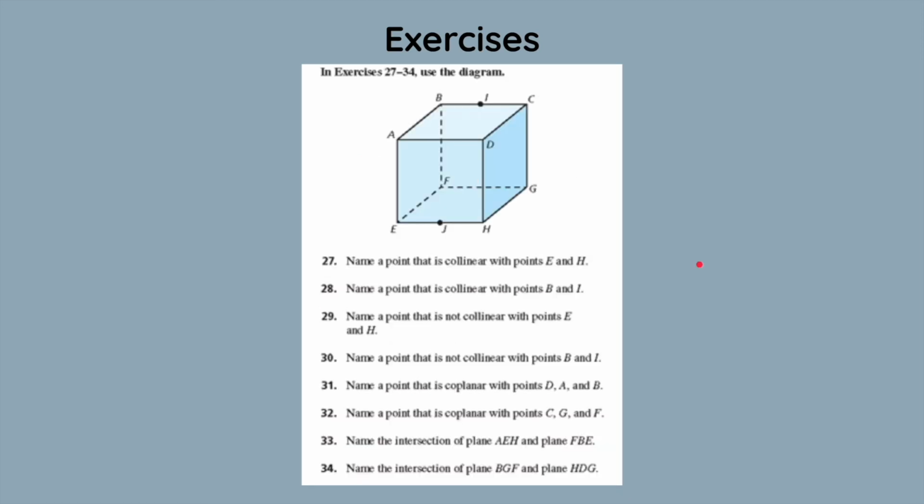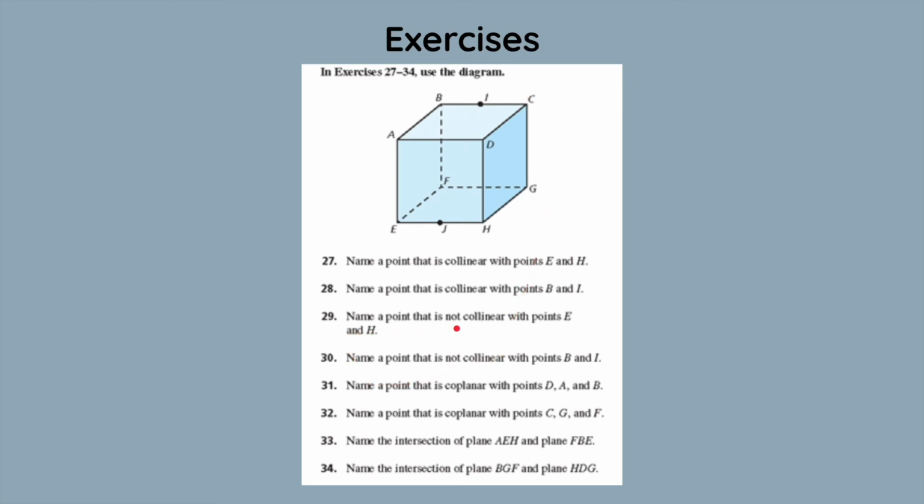Okay, so now we are on our last set of questions. Name a point that is collinear with points E and H. So collinear is on the same line, and the only other point that is on the same line as E and H is J. Name a point that is collinear with points B and I. So B and I, the only other point on the same line right here is point C.